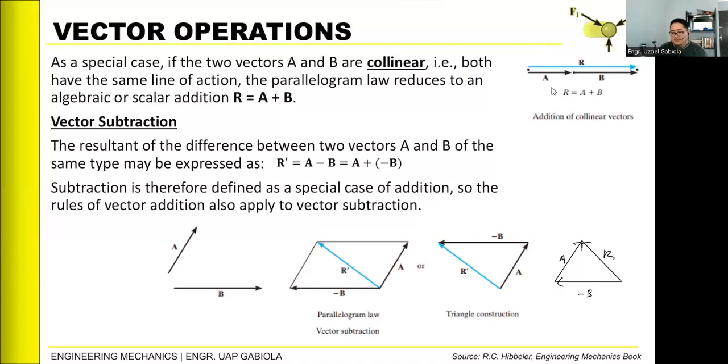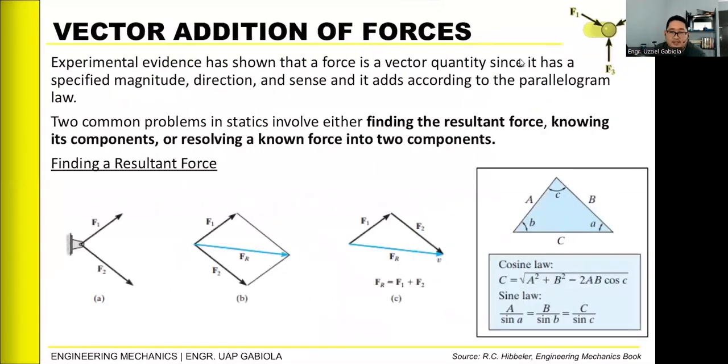Okay? So that is the other side of the parallelogram, which also shows the relationship of our vector subtraction. Okay? And then we have vector addition of forces naman, no?